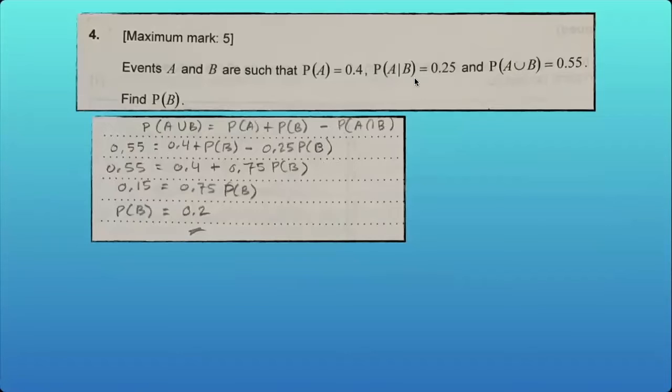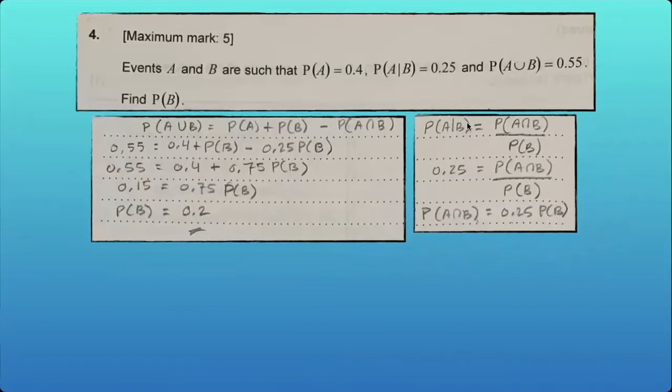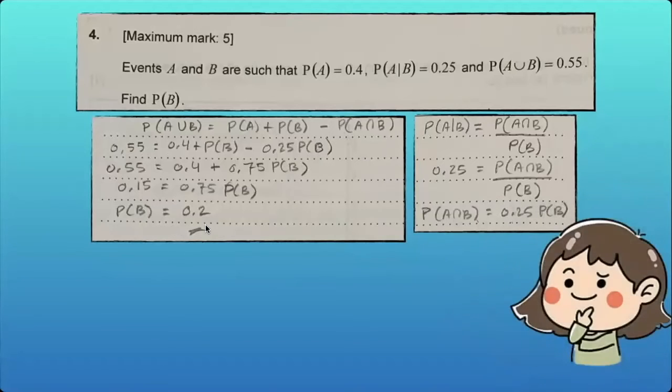Well, we can use this conditional probability. Probability of A given B is equal to probability of A intersection B divided by probability of B. We are given this value, 0.25, this one here, is equal to P(A intersection B) over P(B). Therefore, probability of A intersection B is equal to 0.25 P(B). And then we can solve for P(B), which is equal to 0.2.